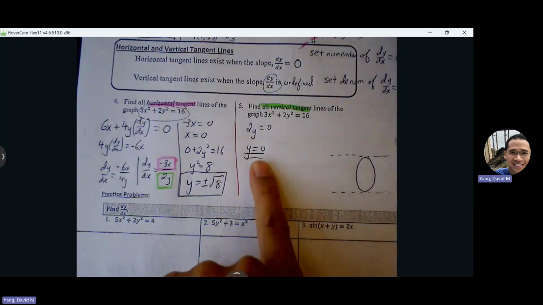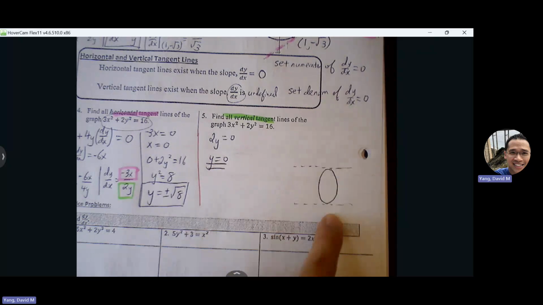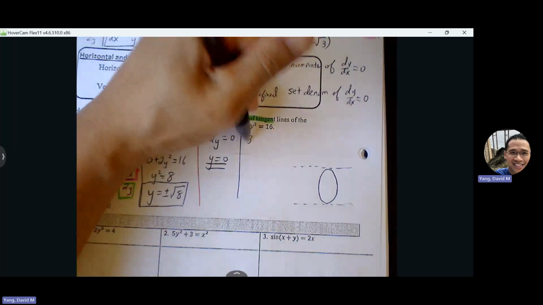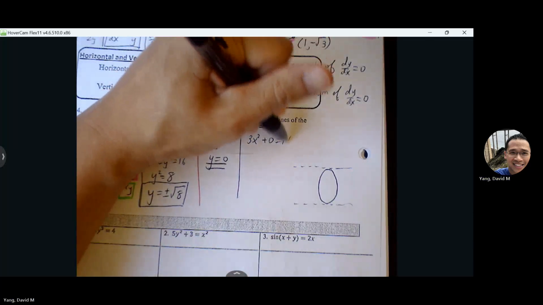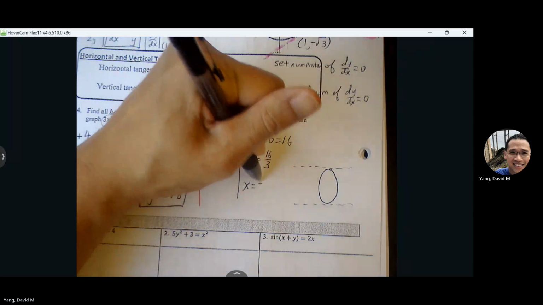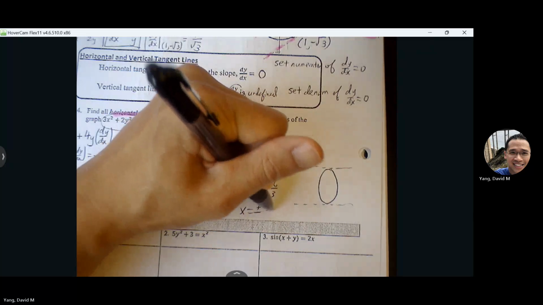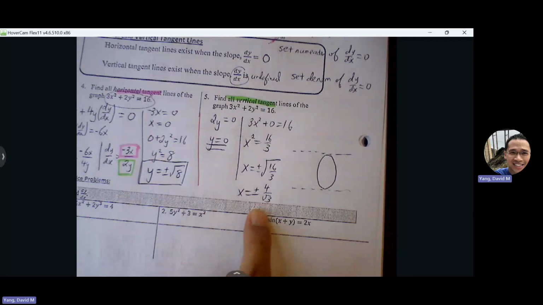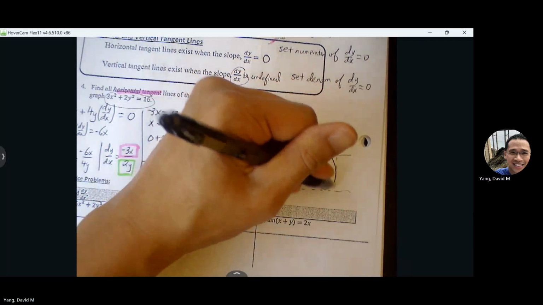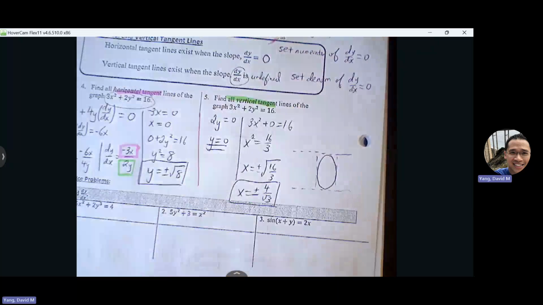So it's going to occur whenever y is 0, but we can't say y equals 0 as the line, right? For vertical tangents, we're looking for x equals something. So put this back into the original equation, and you should be able to solve for x. So I get x equals plus or minus 4 over root 3, and those are the two lines that are going to skim the surface of the curve vertically. So these are my vertical tangents.